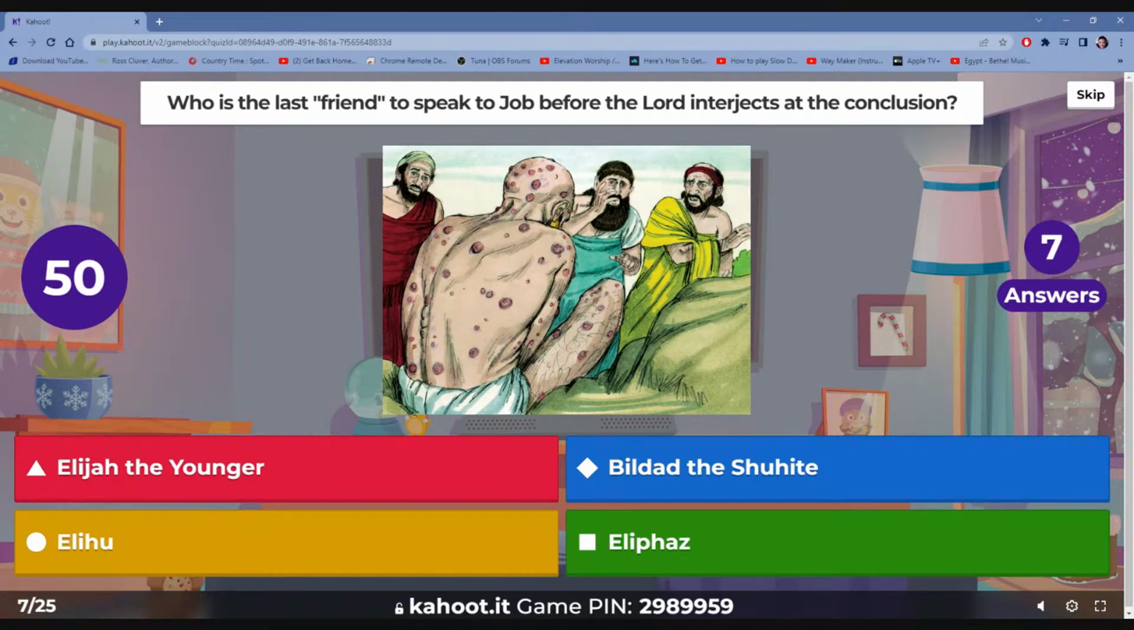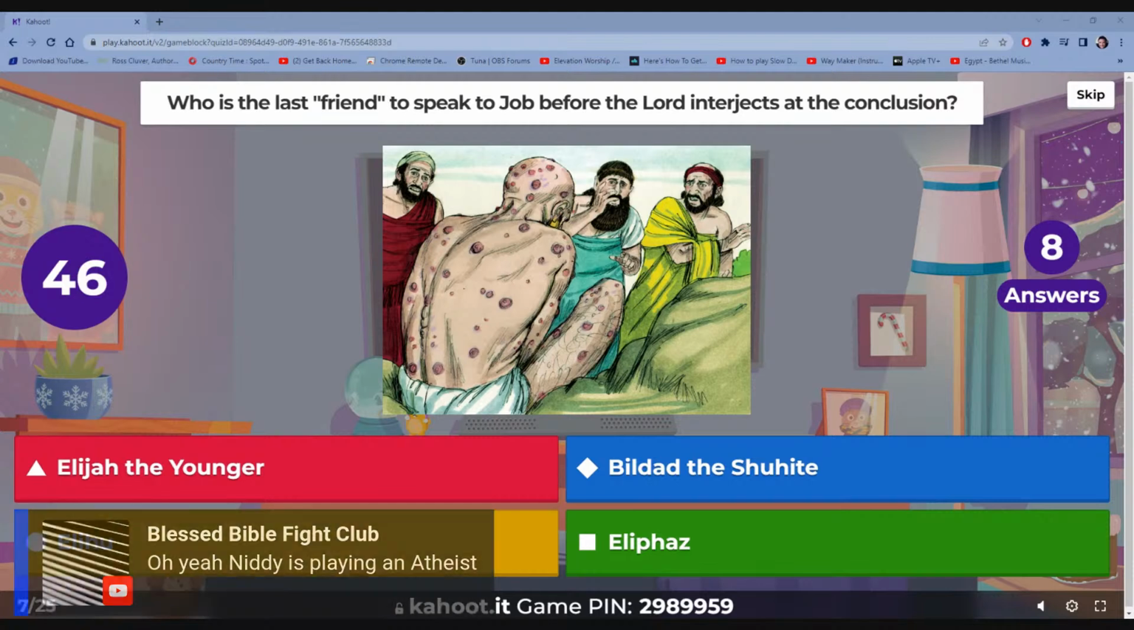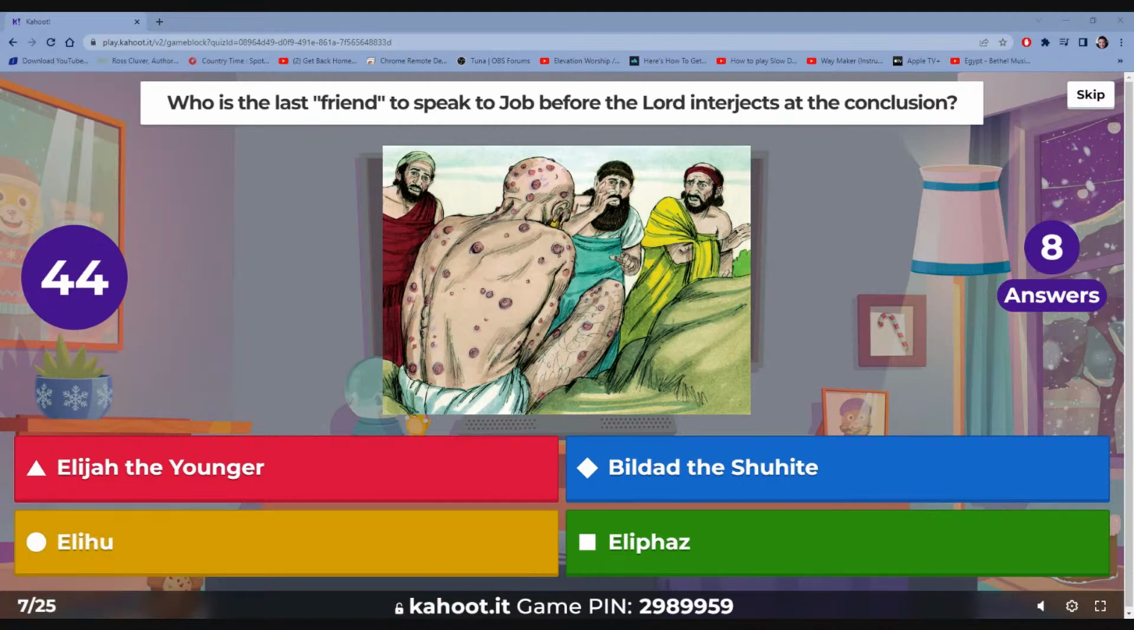Oh, is Nitty an atheist? Sweet. Nitty's the one that's winning. What's wrong with you guys? Nitty isn't even in our Bible study. Well, Nitty is probably a very good Google searcher.